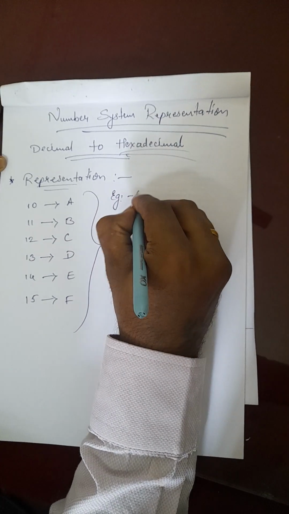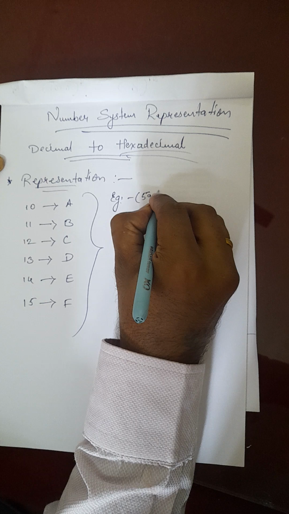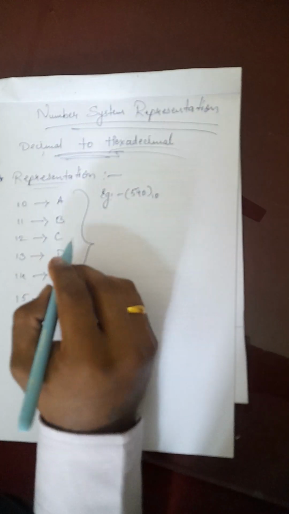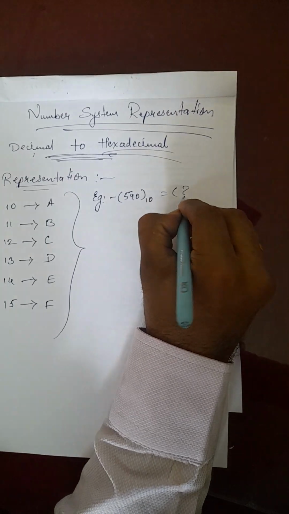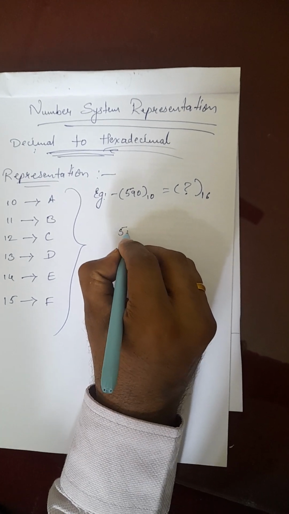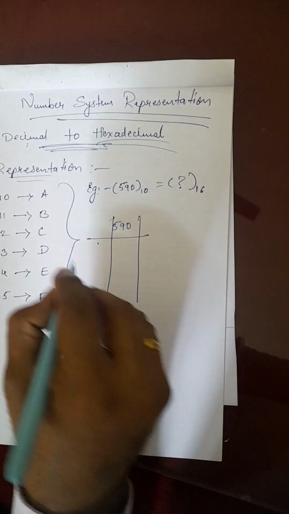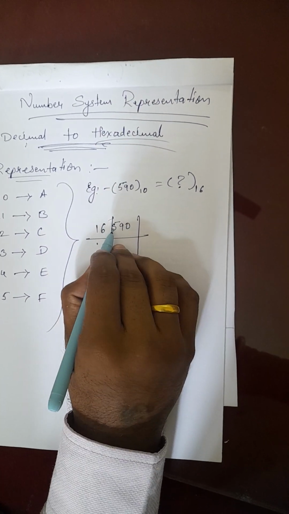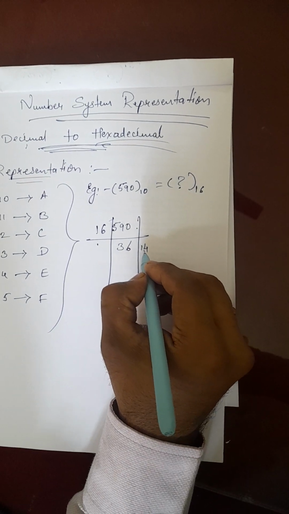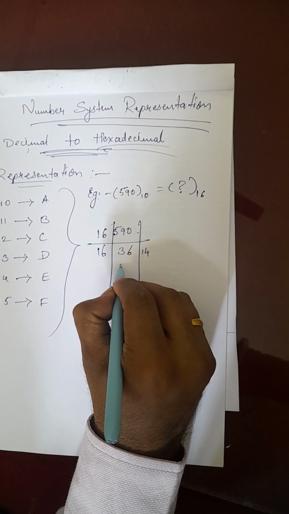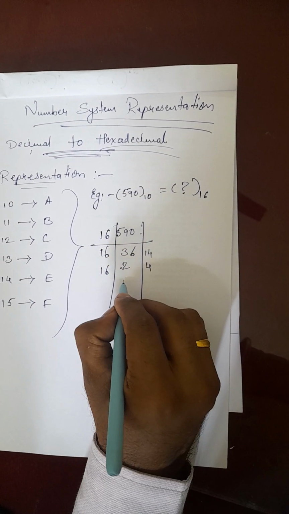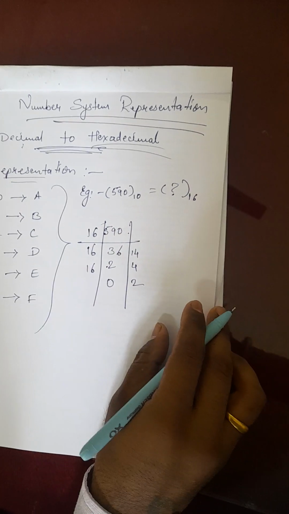Let's suppose the value is 590 to the base 10, because we are working on decimal to hexadecimal conversion. Then what will be its hexadecimal? Simple. We have to divide it by 16. 590 divided by 16 is 36, remainder 14. 36 divided by 16 is 2, remainder 4. 2 divided by 16 is 0 point something, remainder 2.